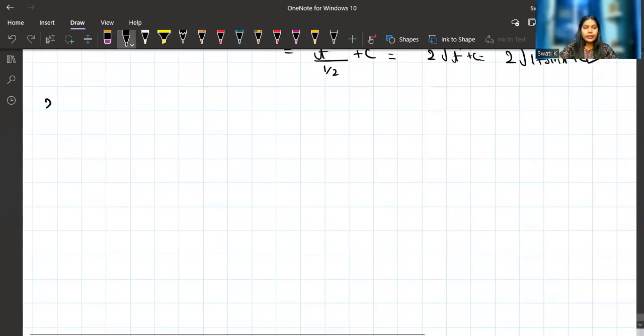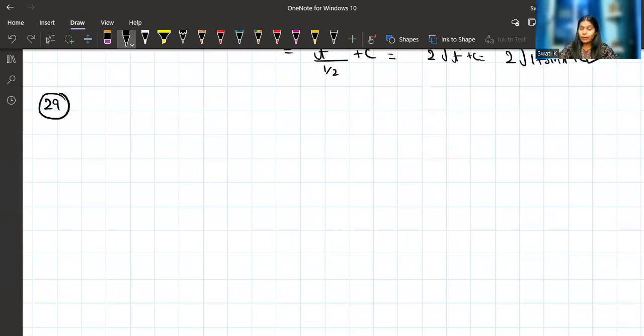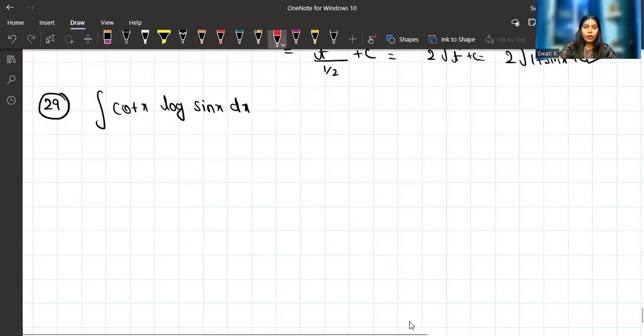So in 29th question, you have to integrate cot x log sin x dx. So you have to integrate here cot x log sin x dx. Now here, what are we going to do? We are going to put log sin x equals t. So let's start with the solution.